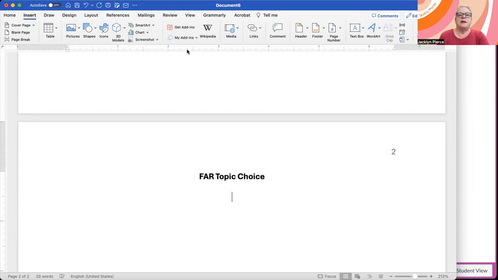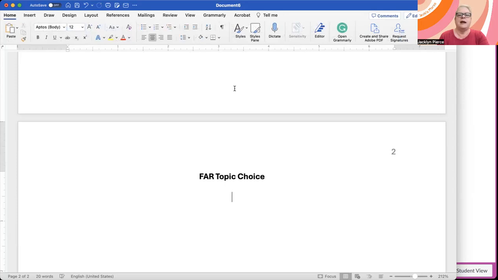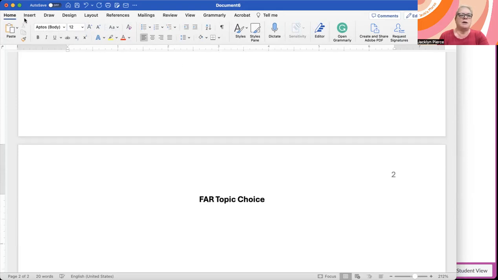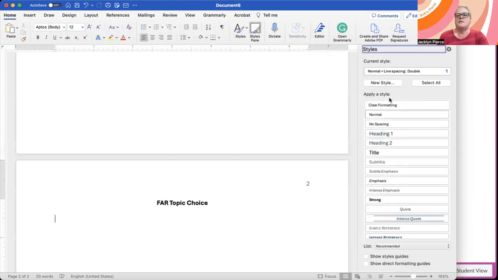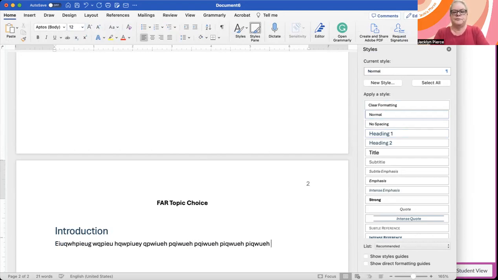Unbold. And then, like I said, on page 2, you're going to start with the introduction, and then you're going to have an outline and an initial bibliography where appropriate. So let's do what we've been doing and keep our good habits and use the styles pane. Heading 1 will be introduction. We will write our introduction.